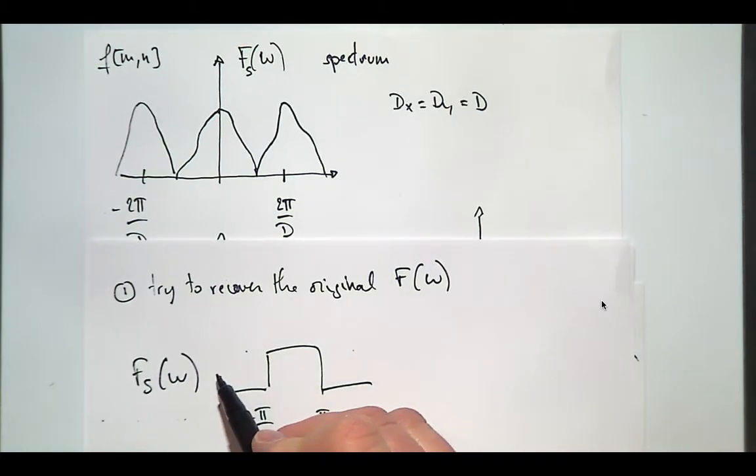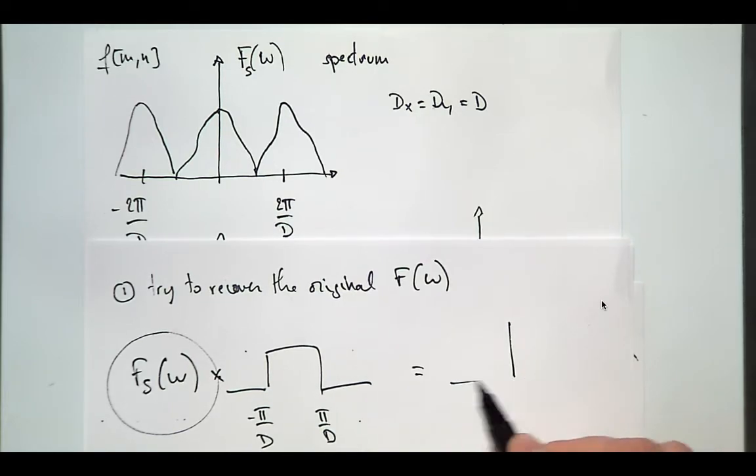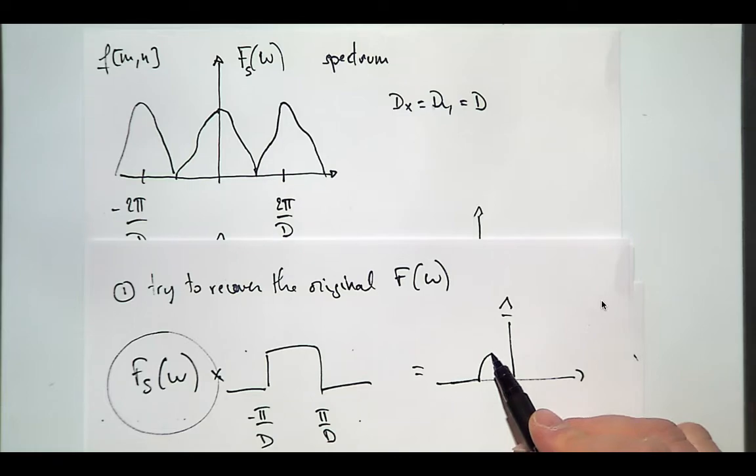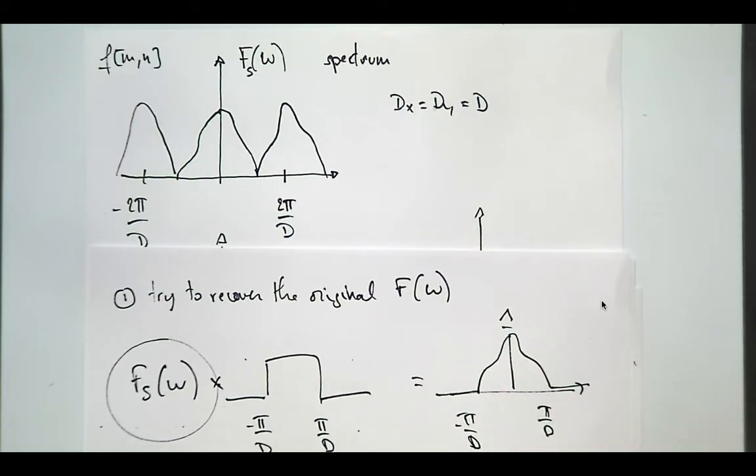So if you multiply this sampled version by this guy, then what you get is only this version, between pi over d and minus pi over d. All right, so we've seen that, that's the rectangular function.